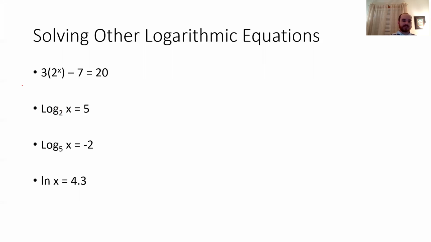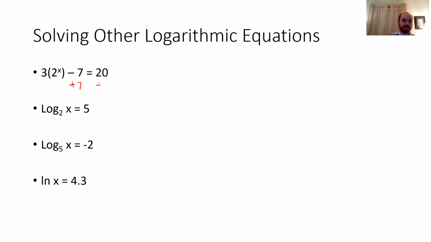If you can solve all of these types of problems, you're probably going to be pretty much fine on all of your homework and on the test section for this. So this one, first of all, like we do with any other function, we need to isolate our variable. In this case, the variable is part of this exponential function. So we need to get the 2 to the x by itself.